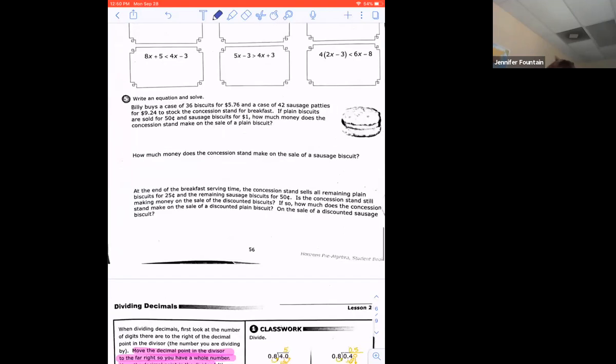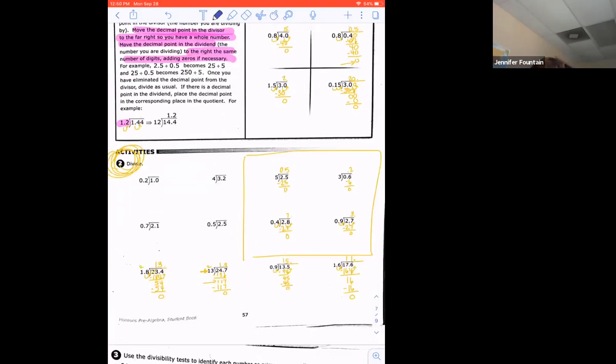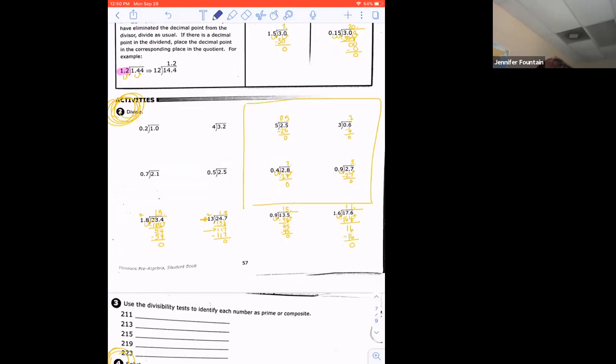Awesome. All right, and then move on to lesson 26, dividing decimals. We just had to finish up activities 2 on page 57. So the first one is decimal. No, I'm sorry, that's not a decimal. It's just a 5. The first one is 5. The one next to that to the right is going to be decimal 8. Then next row down, 0.7 divided into 2.1 is going to be 3. And then 0.5 divided into 2.5 is 5. Any questions on those?